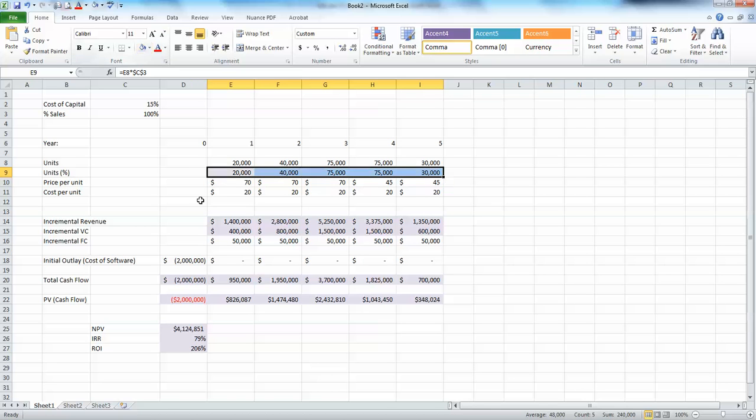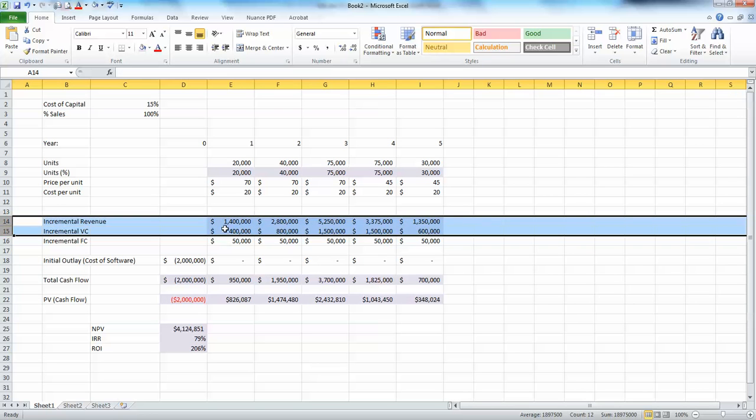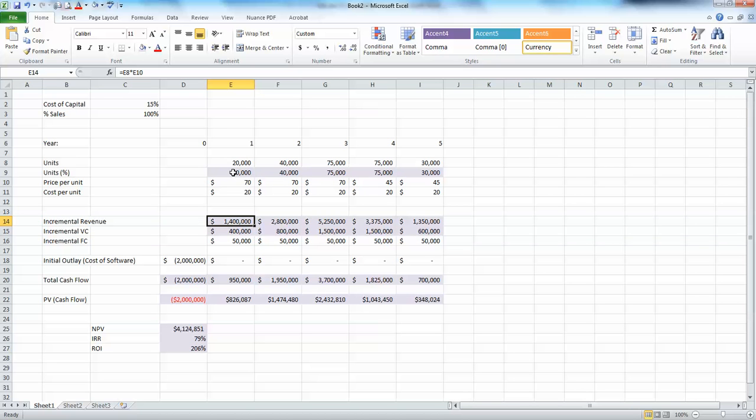and this is now a formula, so I'm going to highlight it, and then we're going to change our row 14-15, incremental revenue and incremental variable cost, to be a part of this units percent line. So instead of multiplying by E8, we want to multiply by E9. You want to do the same thing for your variable cost, E9. And you want to drag that across.